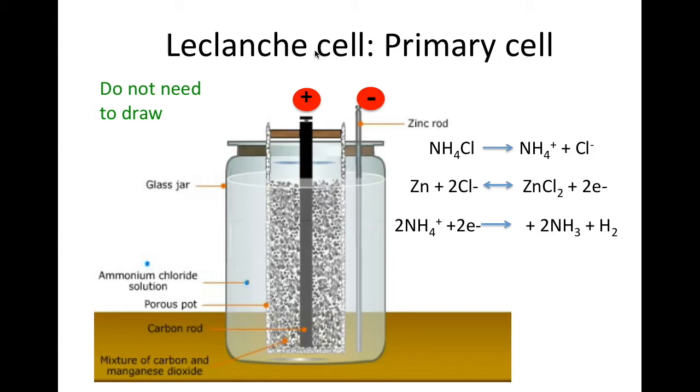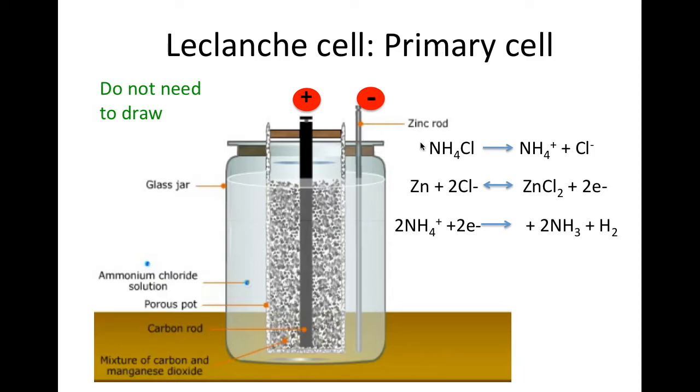The carbon rod is the positive terminal, and the zinc rod is the negative terminal. The openings are sealed with pitch to keep the ammonium chloride solution from escaping. When you create a closed circuit with the positive and negative terminals, chemical reactions begin to happen.